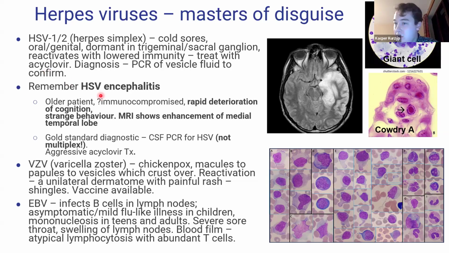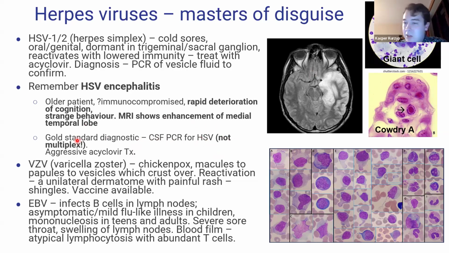Of note, you need to remember HSV encephalitis. So your vignette will be older patient, potentially immunocompromised, but not necessarily, rapid deterioration of cognition, and strange behavior. MRI will show enhancement of the medial temporal lobe, and the gold standard diagnostic is the PCR of their cerebrospinal fluid, specifically for HSV.